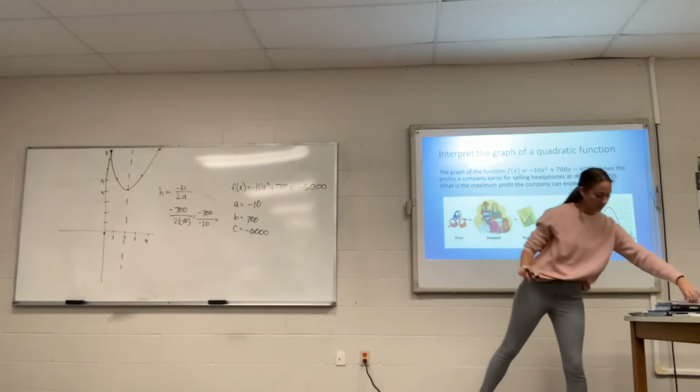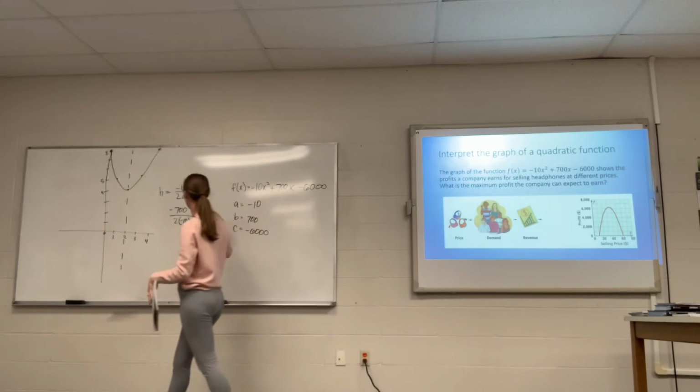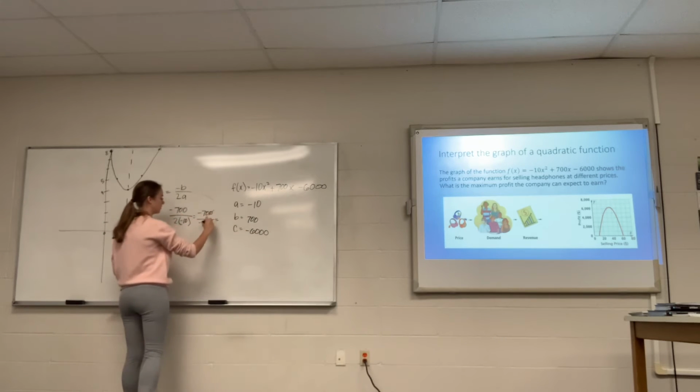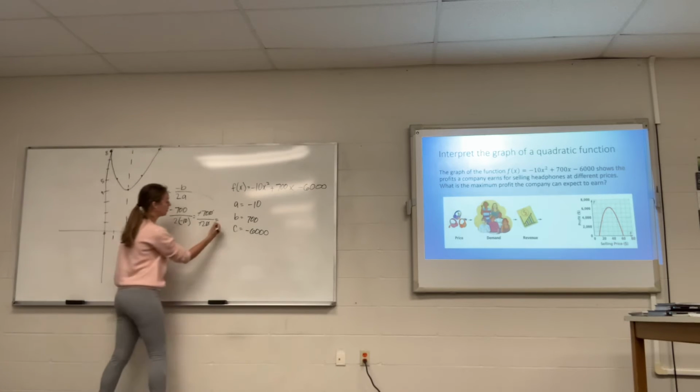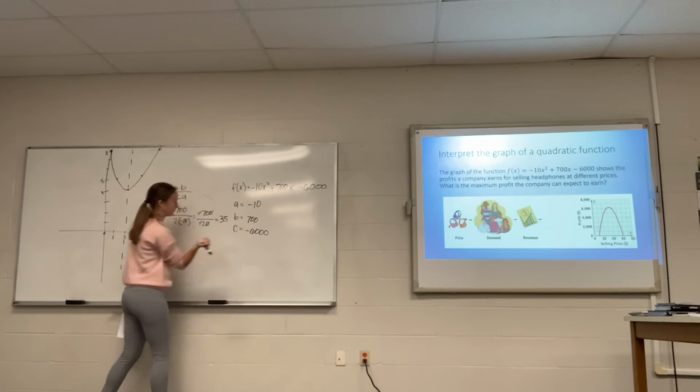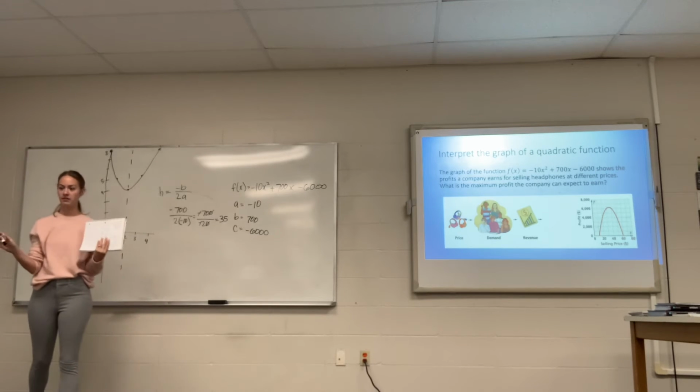And then with 700 over 20, the zeros can cancel each other, so I have 70 over 2. So I'm going to end up with just positive 35. Okay, so my x coordinate for that is just positive 35. Everyone okay with how I got there?